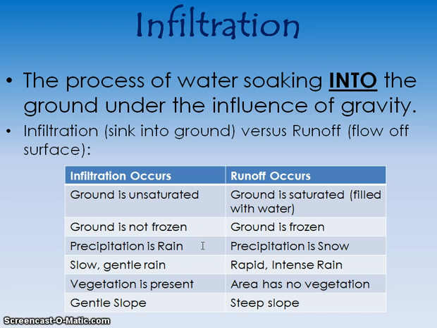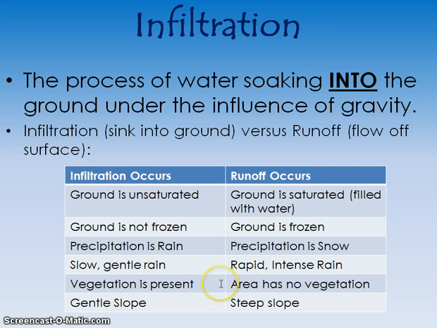If precipitation is rain, that rainwater will be able to seep into the ground. If it's snow, we've seen snow pile up, we know that it will not seep into the ground. Slow, gentle rain versus rapid, intense rain. If you've ever watched one of those really strong storms in the summertime with that really intense downpour, you tend to see puddles forming on the ground. That's because the ground can't really accept all that water at the same time. So a slow, gentle rain will have more infiltration. With rapid, intense rain, the ground can't accept it. It's going to flow right off.